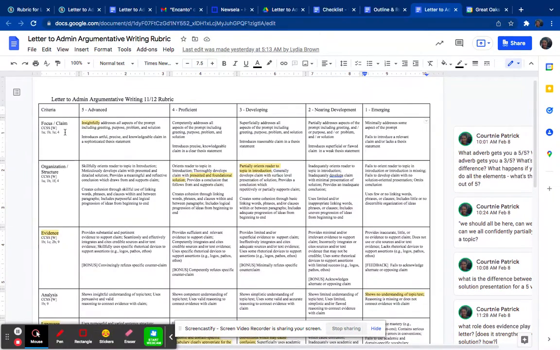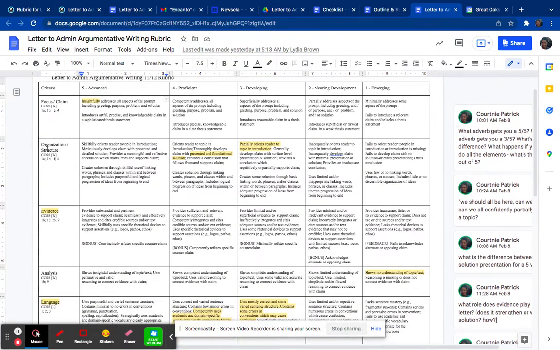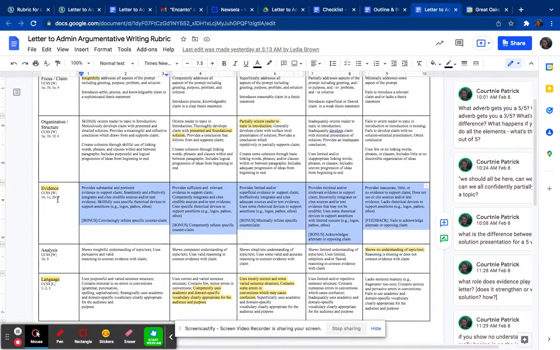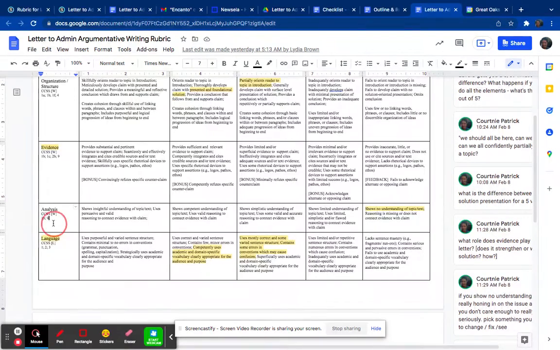We're going to be focusing on the focus and claim. So how have you addressed your topic, which is the issue you're going to present to admin, the organization and structure of your letter, evidence that we're going to go over Monday, because I don't want to overwhelm you guys. So there is a question on this today for the discussion, but we're going to really focus on evidence and strengthening your solution. The analysis of your issue, that's going to come a lot from your brainstorming and my feedback for you. And language is essentially spelling, grammar, and sentence structure, right?